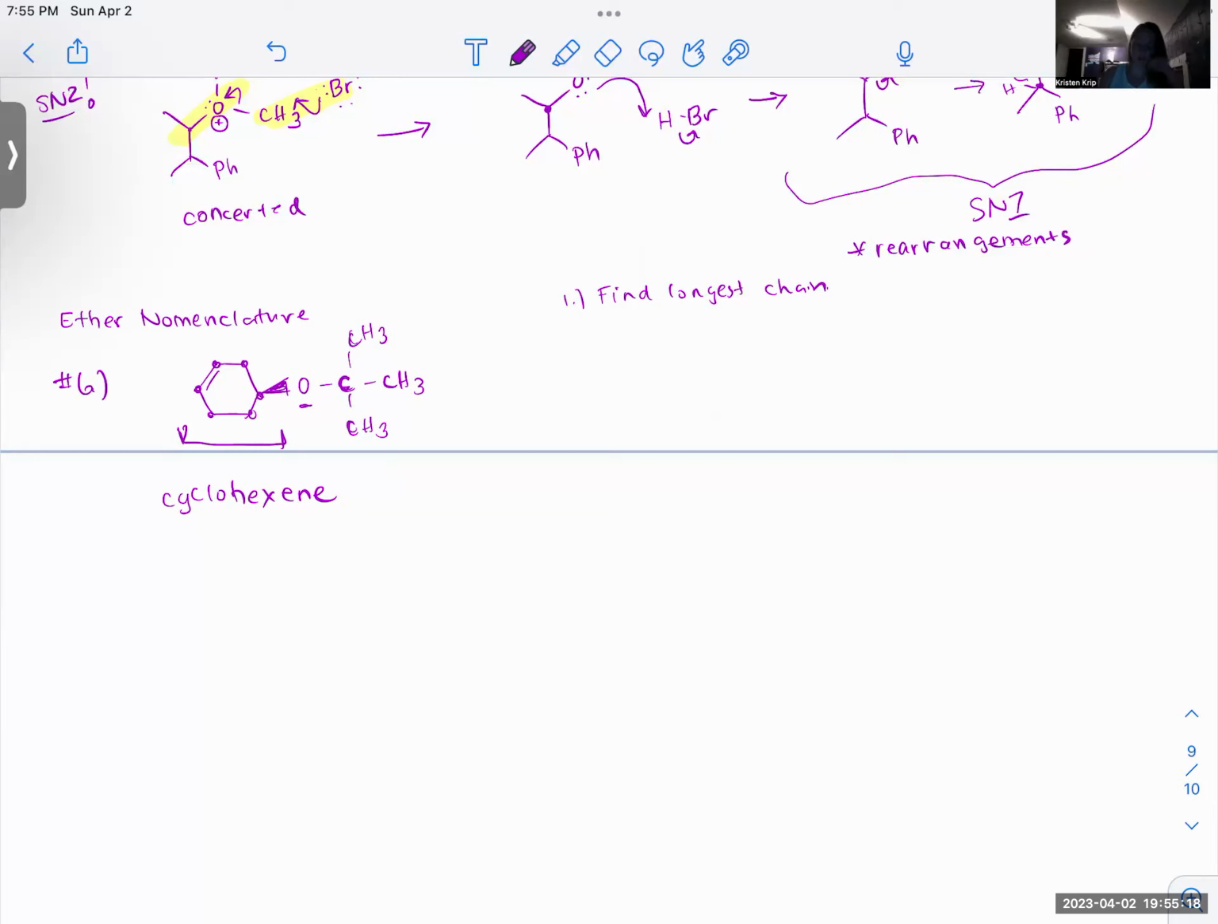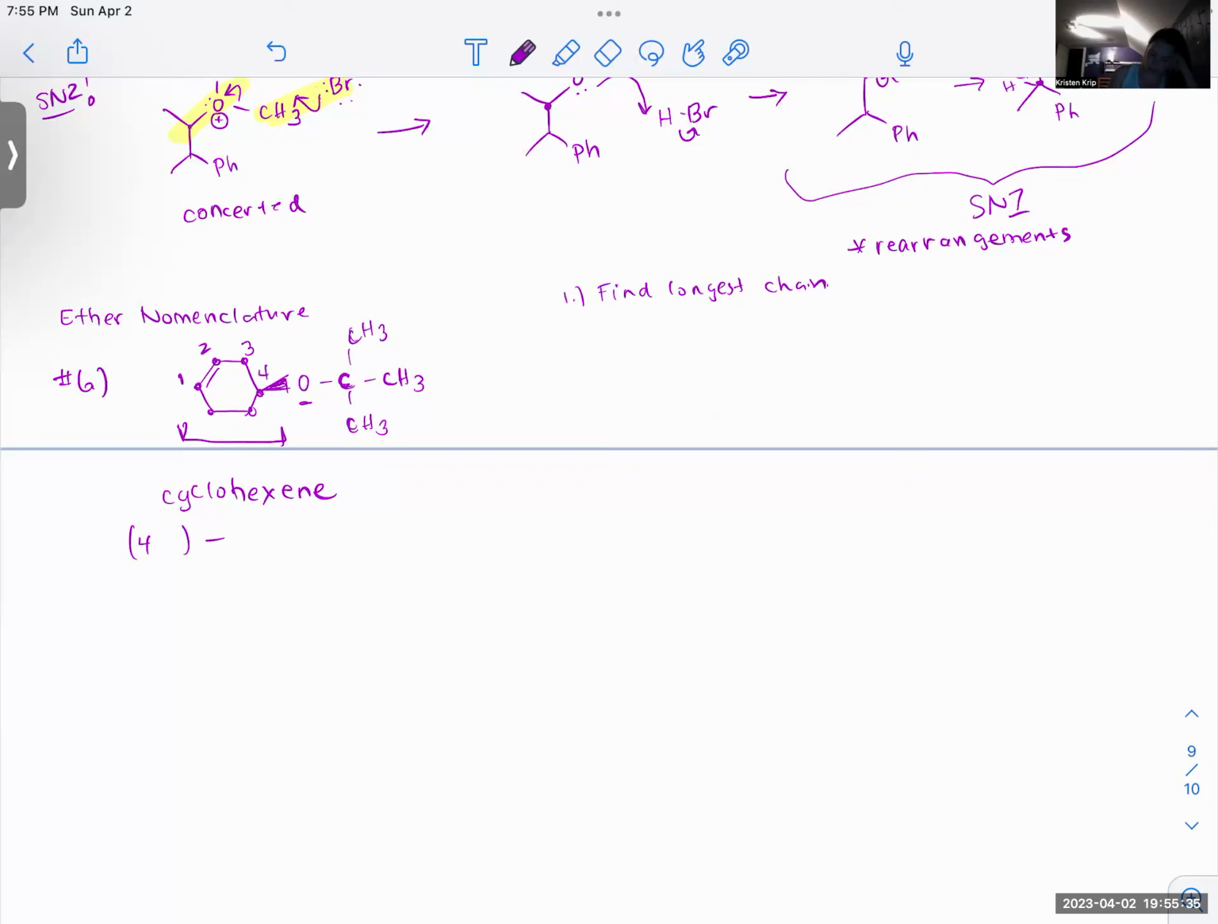Yeah, I think it's just assumed that you're counting from that one. So we would do 1, 2, 3, 4, and then having the 4 identified. We'll do the center's chirality in a second, but we want to name the substituent. We know it's going to be oxy because of that. It's an ether and it has some carbon attached.